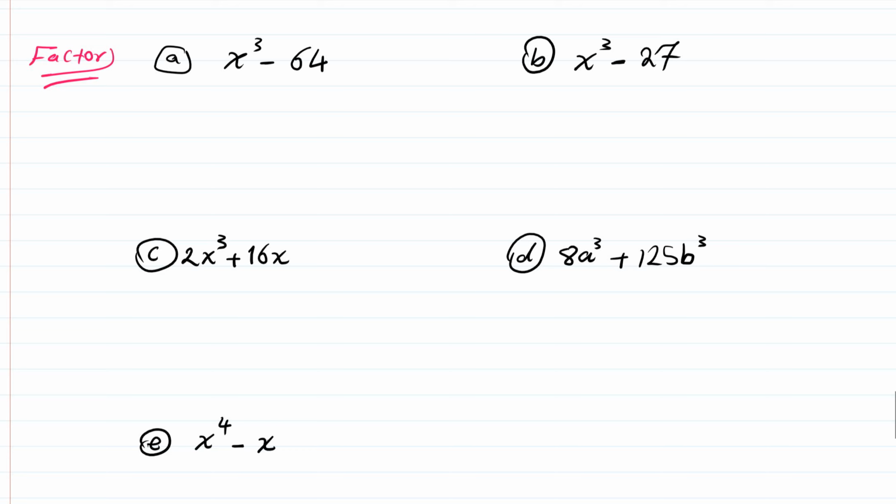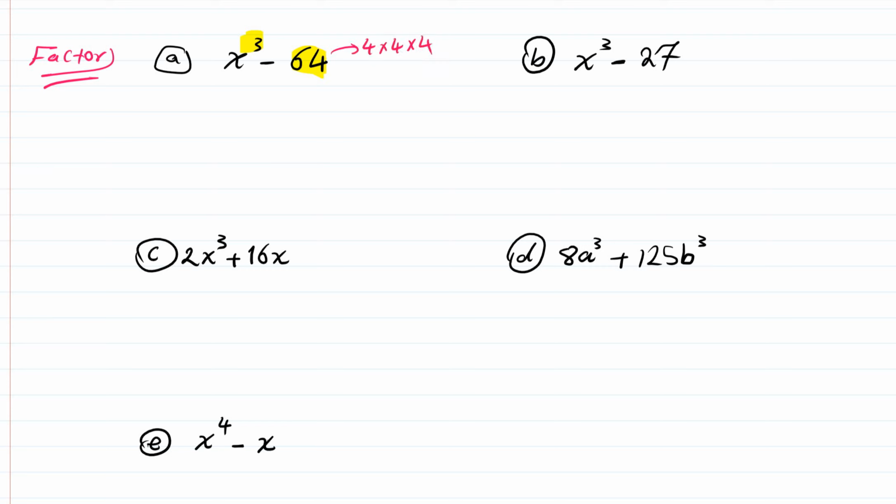Class, when you have x power 3 cubic, difference or sum between them, in both cases you can factor. Especially here, this is x power 3 and 64 is a cubic number. How do I know it is a cubic number? What's a cubic number? It's a product. 64 is a product of 4 times 4 times 4.